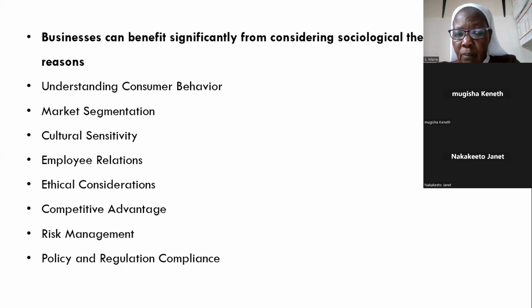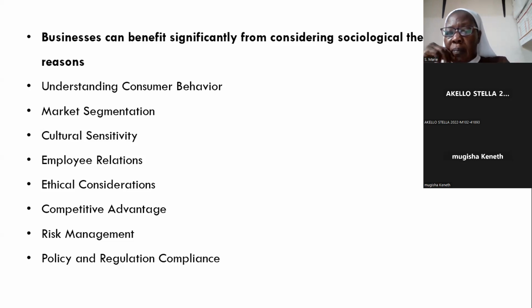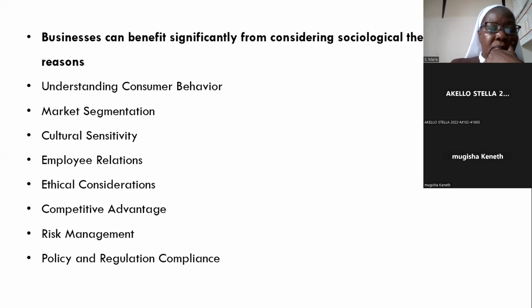Sociological theories help businesses gain insights into consumer behaviors by understanding social norms, values, attitudes, and cultural trends. Businesses can tailor their products, services, and marketing strategies to better meet the needs and preferences of their target audience. Then market segmentation. These theories provide frameworks for segmenting markets based on social characteristics such as age, gender, income, lifestyle, and values. This segmentation helps businesses identify specific consumer groups and develop targeted marketing campaigns that resonate with each segment.